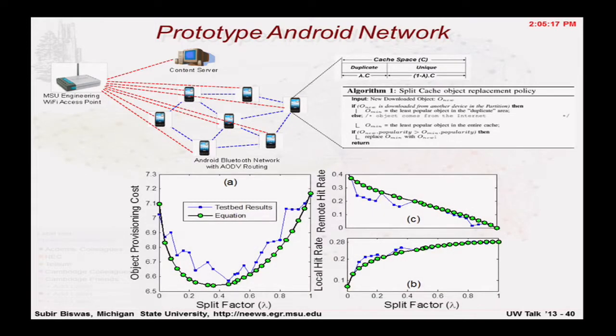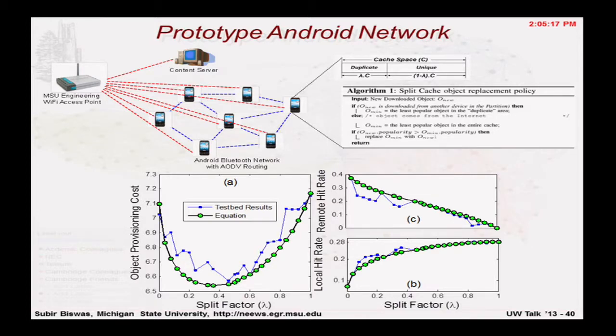If you look at this graph, this shows that depending on where you are putting that storage factor, or the duplication factor, how the provisioning cost changes. The green one was obtained from the equation, and this is what we see when implemented in practice.